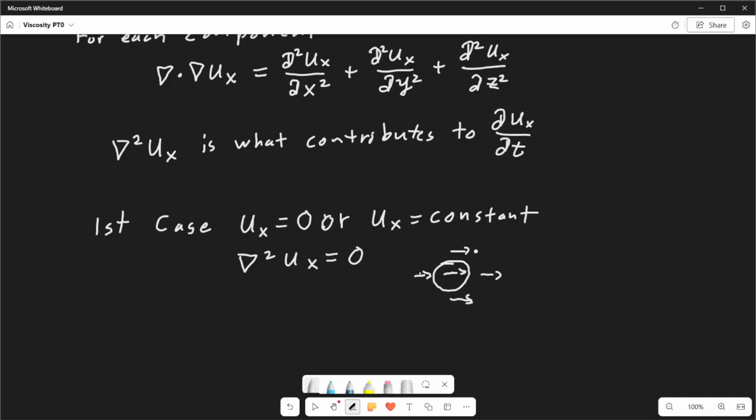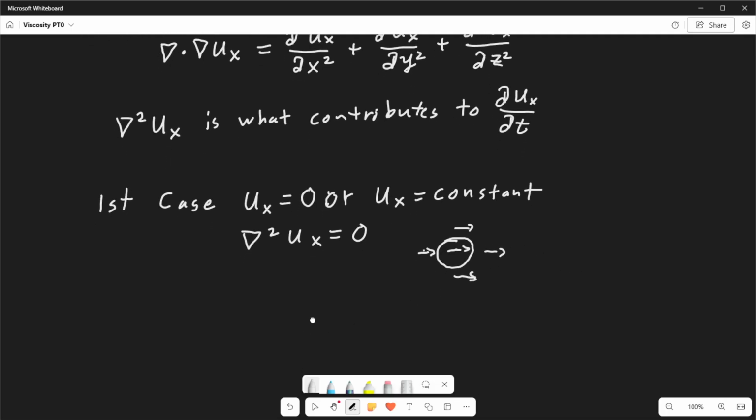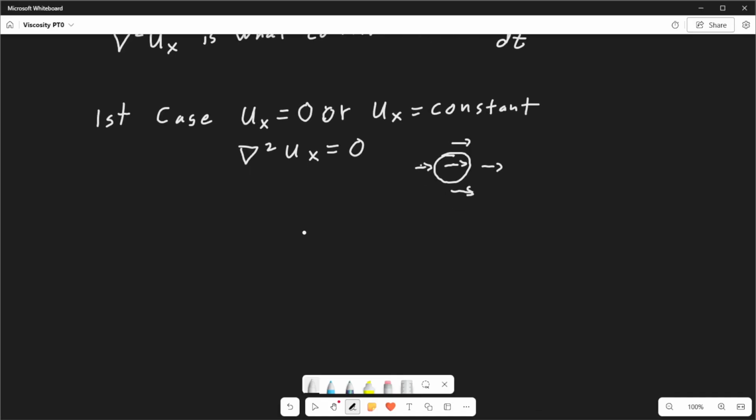So the next case, and this is a little more interesting. So here was the second case. In the second case, ux is not a constant, but the derivative of ux is a constant. For instance, dux/dy equals a constant.